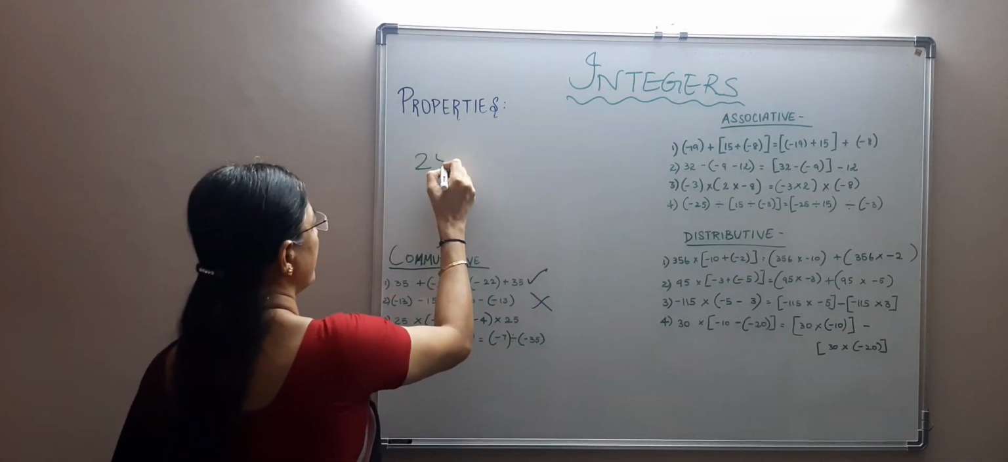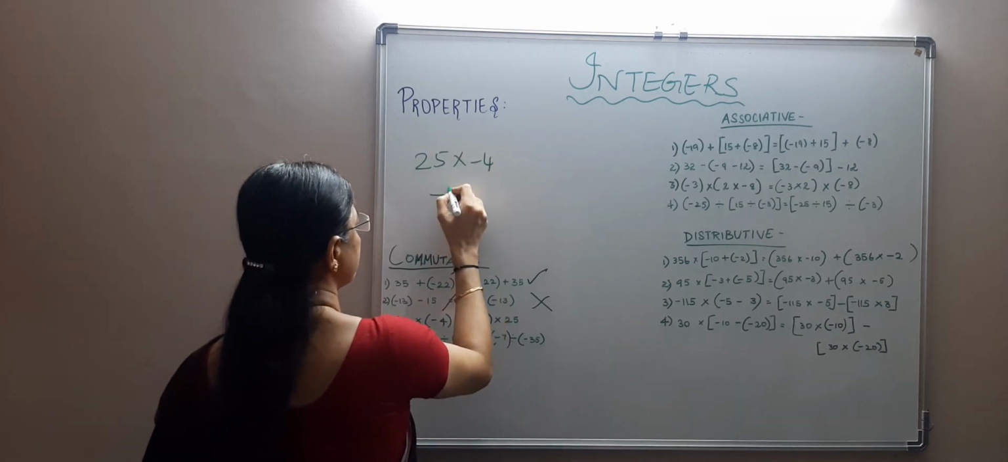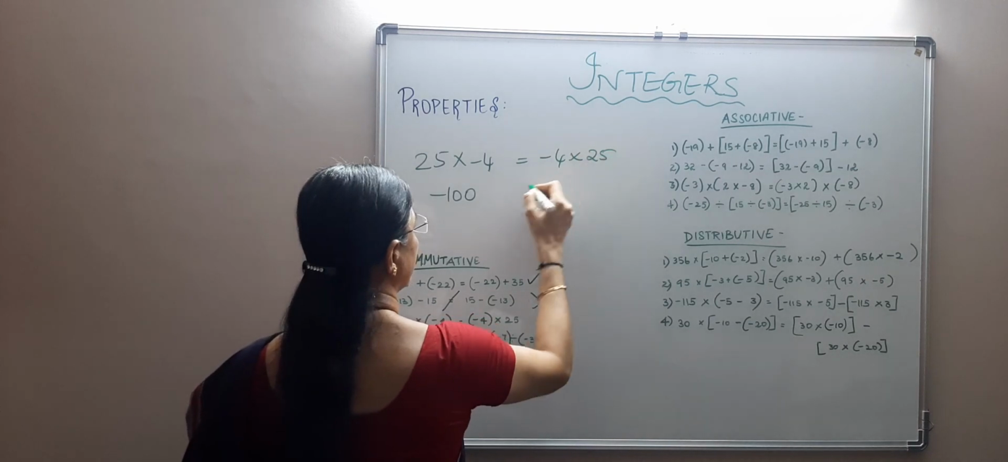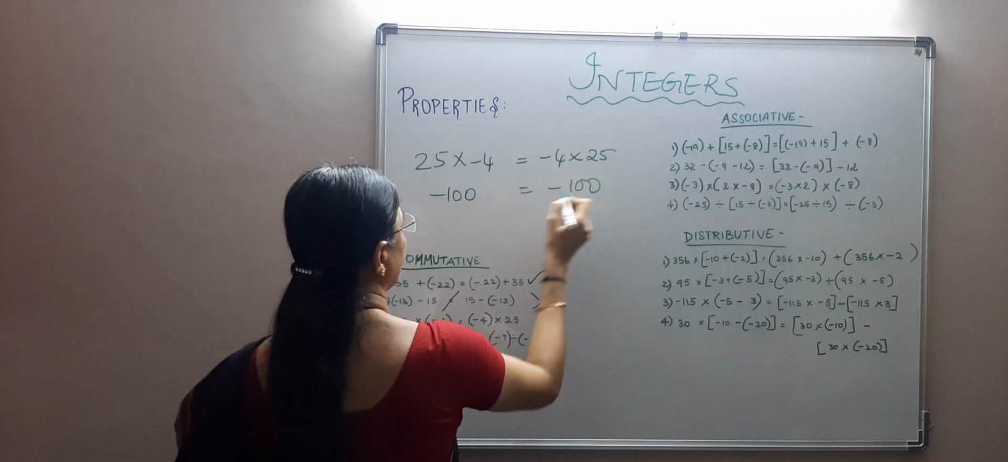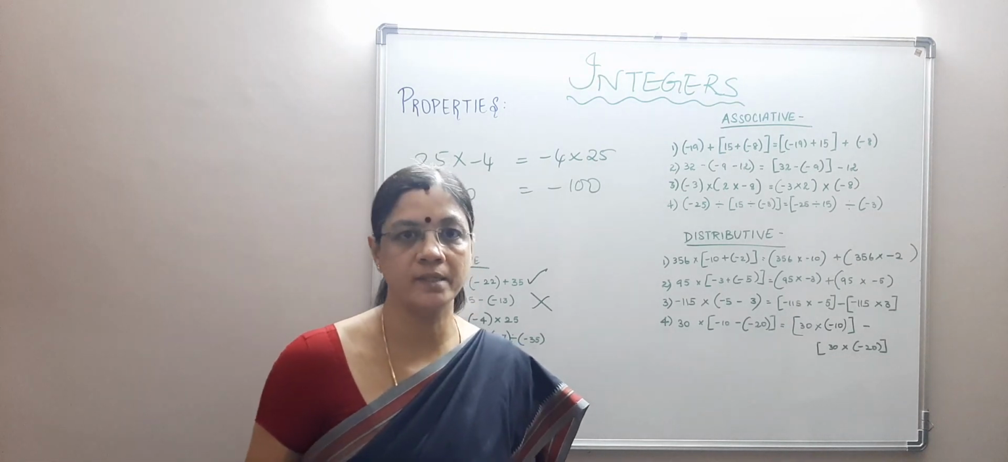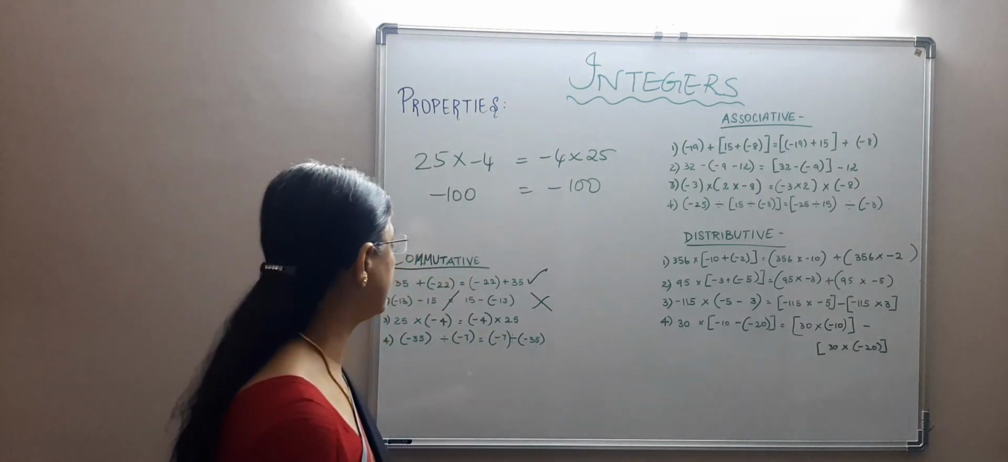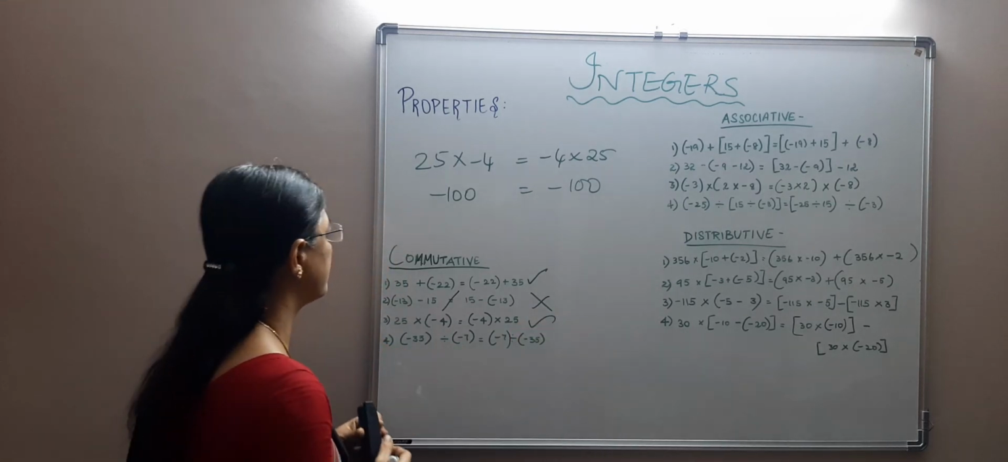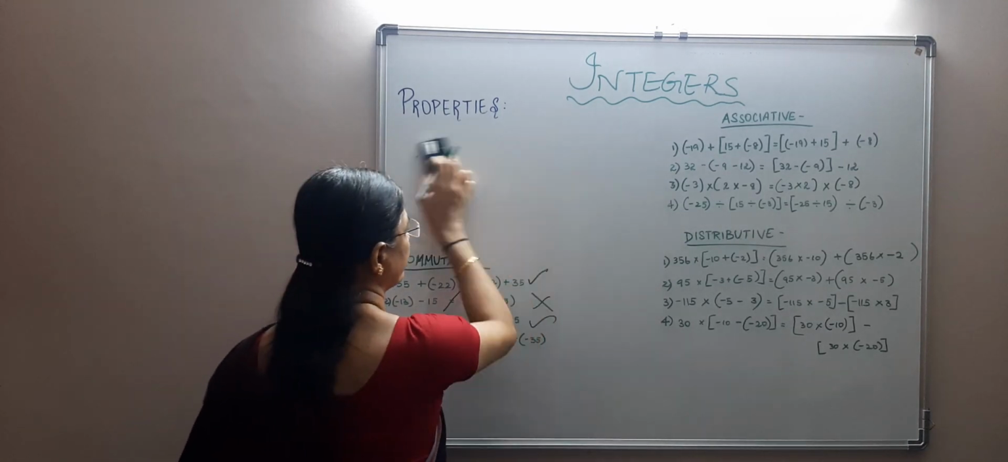See, 25 into minus 4 is minus 100. When I change the place, minus 4 into 25 becomes minus 100 again. So this is equal. The results are equal when we change the places. So we say integers obey commutative property for multiplication. The next comes the division.